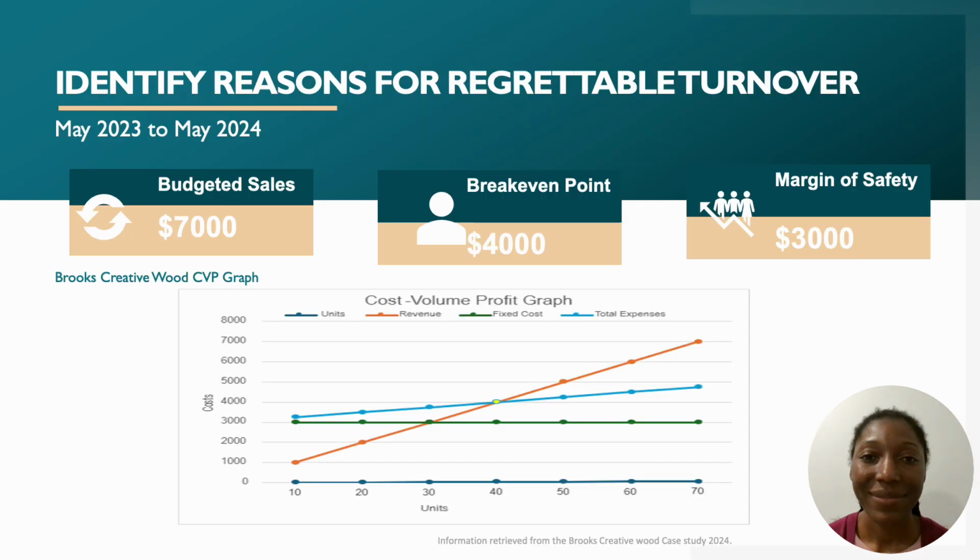As previously stated, everything is displayed on the CVP graph. We can see the revenue line, the total expenses line, the fixed cost line, and the per unit line. Now we can see that at 40 units, we break even, or $4,000 of sales. We can also see that anything below 40 units, we start to go into a loss and the business becomes unprofitable, and over 40 units, we start seeing gains and the business becomes profitable. All this information is useful for people that want to see a visual representation of how the information presented in the case is actually displayed on a graph.